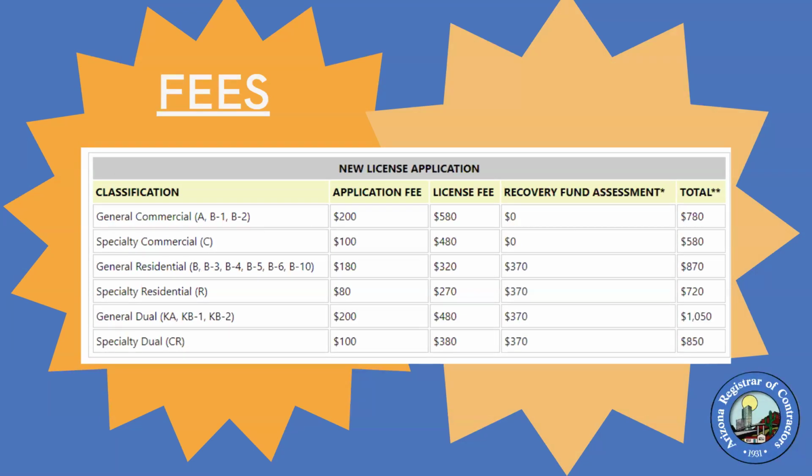Alrighty, fees. Every classification has its own set of fees. So knowing your classification again, any license that includes residential work is going to have a recovery fund fee. This is something that every residential contractor pays into. If you are applying for a commercial only license, you don't pay into the recovery fund. The application fee is listed below. It is a one-time fee and you pay that with your application.